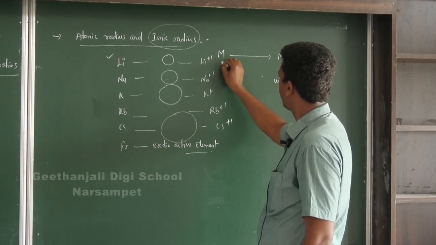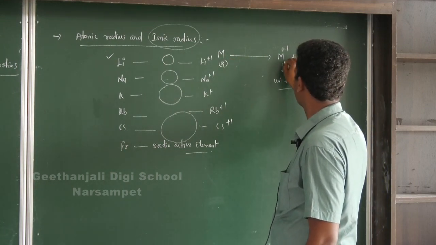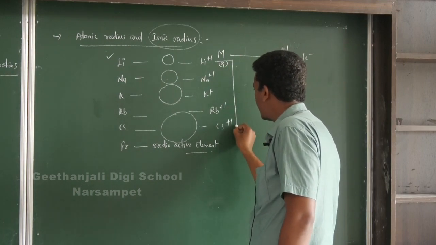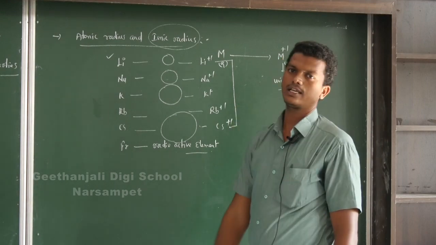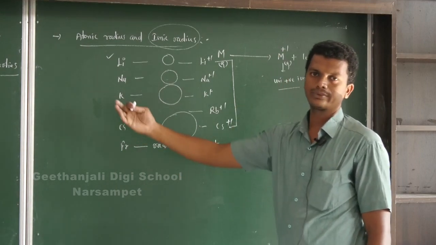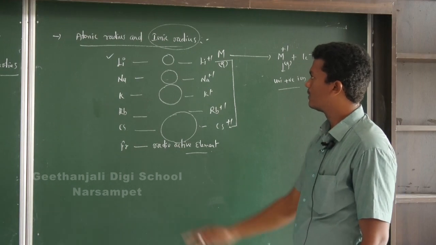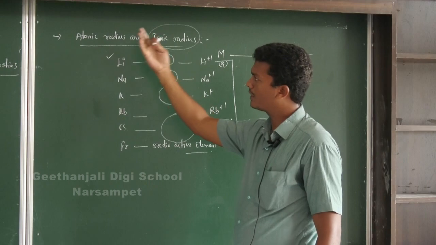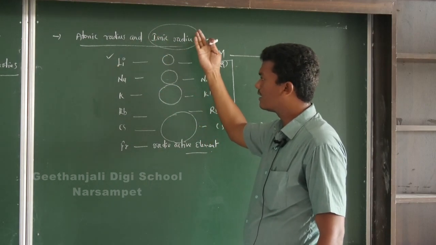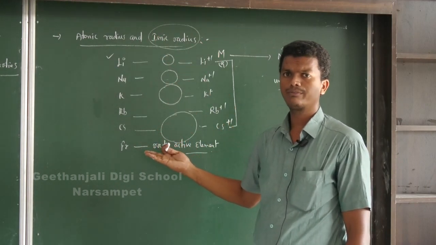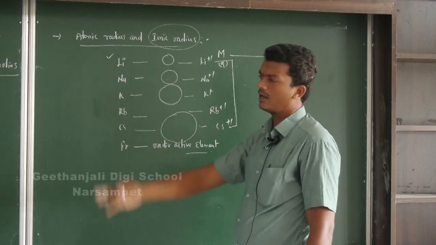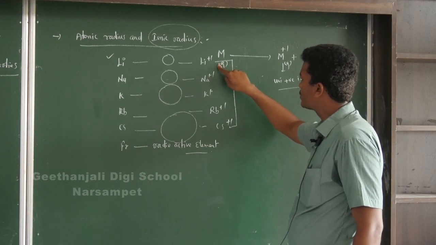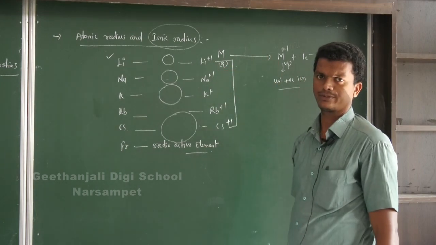So, here M is in the gaseous phase, M plus 1 is in the gaseous phase. The sizes of unipositive ions in the gaseous phase gradually increase from top to bottom like atomic size. So, what is the statement here? Atomic size and ionic size, or atomic radius and ionic radius, gradually increase from top to bottom in first A group elements. This is the size variation when they are in the gaseous phase.